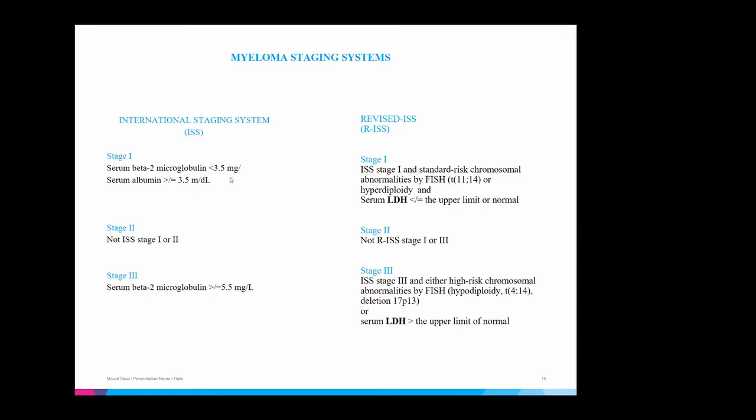So patients with low beta-2 and normal serum albumin are in stage 1. Patients who have a high beta-2 microglobulin are stage 3, and stage 2 patients are in between, neither stage 1 nor stage 3. The revised system also looks at the serum LDH, which is important. If it's low, the patient is stage 1, and if it's high, the patient is stage 3, and it also looks at chromosomal abnormalities by FISH or by cytogenetics.